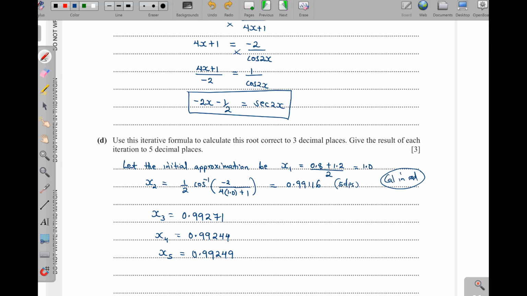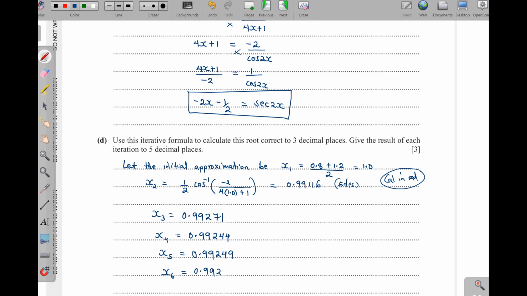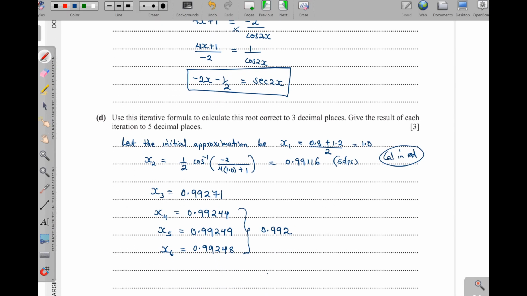Then the next one you do confirms. So let's check this one out here. We are supposed to put 0.99249. We have 0.99248. Now these three are all giving the same answer, which is 0.992 to 3 decimal places. So this implies that our root is going to be 0.992 to 3 decimal places.